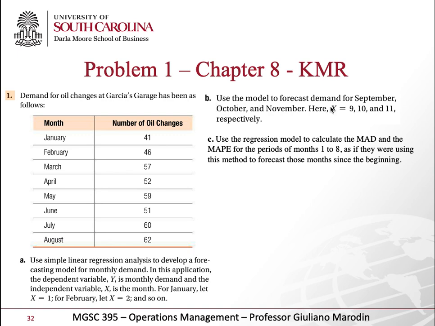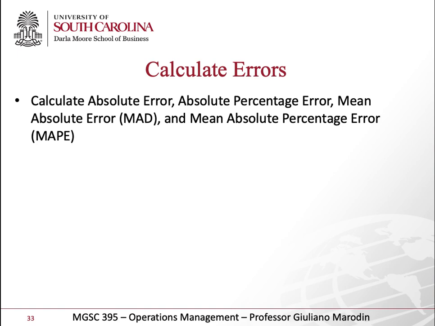So first we need to do the linear regression. We need to find alpha and beta. And after we do that, we use alpha and beta to forecast September, October, November. So we use x values of 9, 10, 11 in the model that we develop to forecast those 3 months. And for the first 8 months, we can calculate the mean absolute deviation and mean absolute percentage deviation, right, for these months. And this is basically what we need to do after we do the regression model, okay?